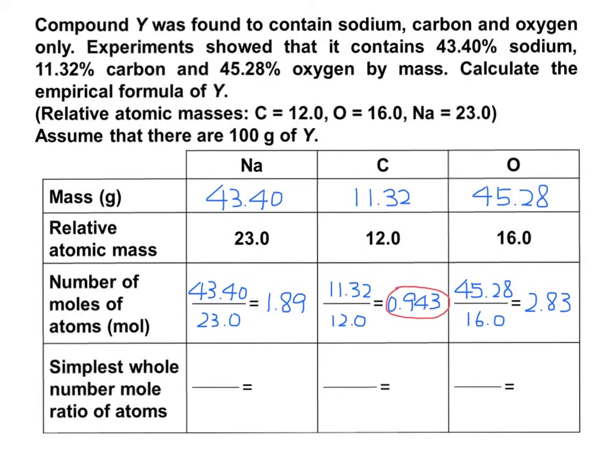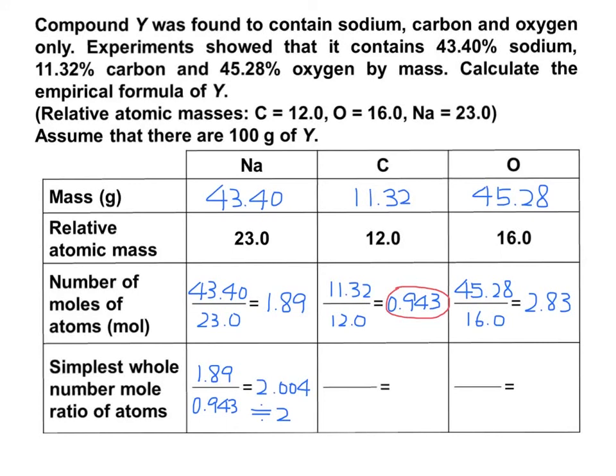To calculate the simplest whole number mole ratio of sodium atoms, divide 1.89 by 0.943, we get 2.004. 2.004 can be rounded off to 2.